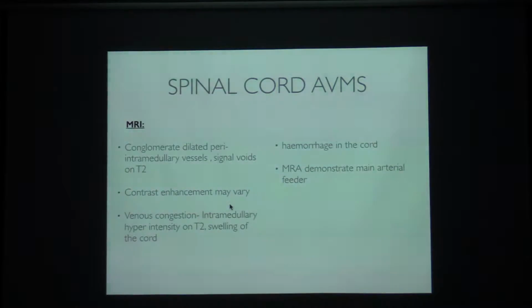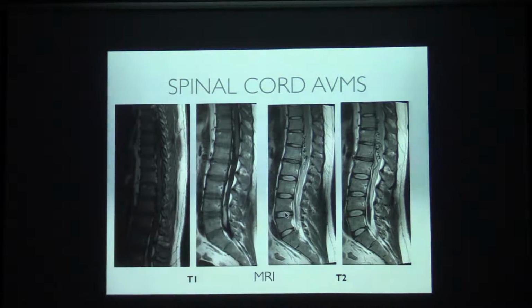And then we have the signs of venous congestion with intramedullary hyperintense signal on the T2. Sometimes we even see hemorrhage in the cord, which is helpful for us to understand. This lesion has to be an intramedullary lesion. And sometimes we use MRA in order to find the level. So this is just one example.